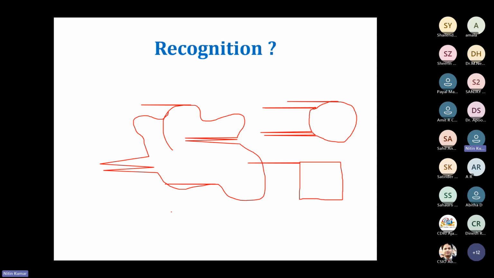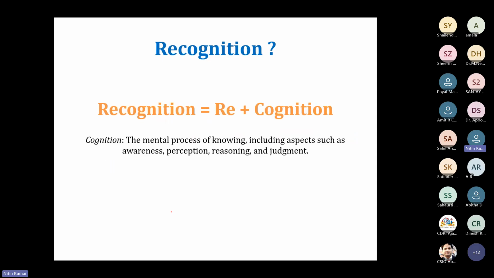So recognition is that if we want to name something, if we want to identify something, the first thing is that we must have seen that shape or something before we can recognize it. If you see a person for the first time, you may not be able to recognize them. But if you have seen the person, maybe you have met them, or seen them physically or on some news channel, then you can identify that this person is there. So recognition is a mental process of knowing, including aspects like awareness, perception, reasoning, and judgment. If we have encountered something before, and we encounter that same thing again afterwards, we call it recognition.